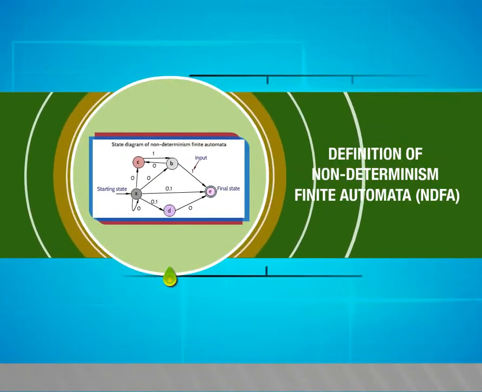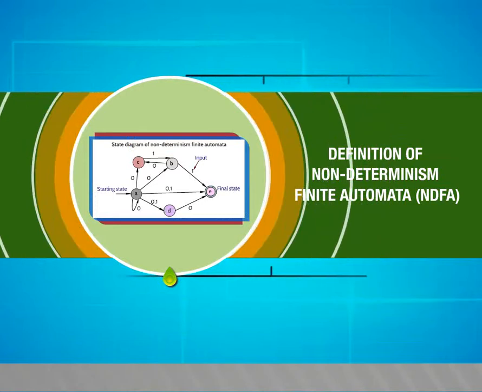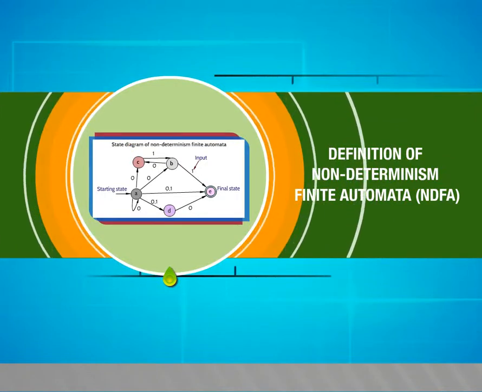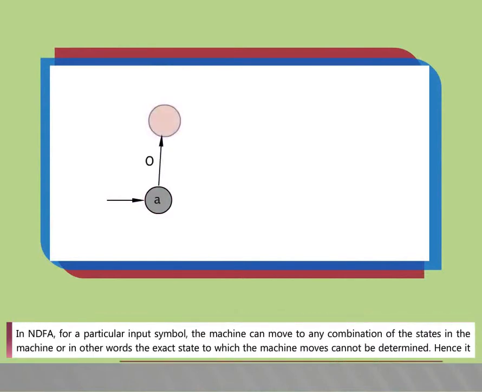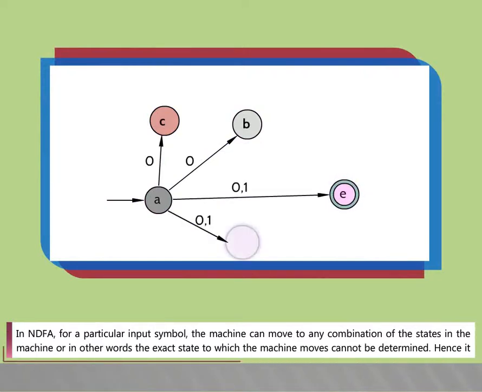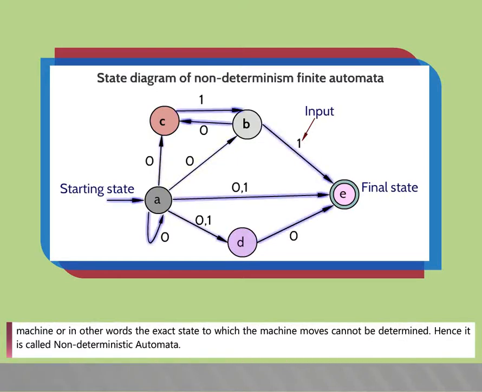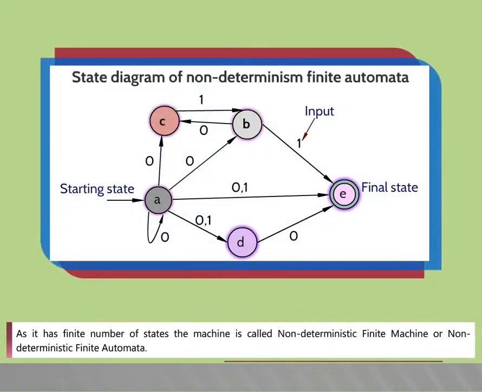Definition of non-deterministic finite automata, that is NDFA. In this video, we are going to see about the definition of non-deterministic finite automata, that is NDFA. In NDFA, for a particular input symbol, the machine can move to any combination of the states in the machine, or in other words, the exact state to which the machine moves cannot be determined. Hence, it is called non-deterministic automata. As it has a finite number of states, the machine is called non-deterministic finite machine or non-deterministic finite automata.